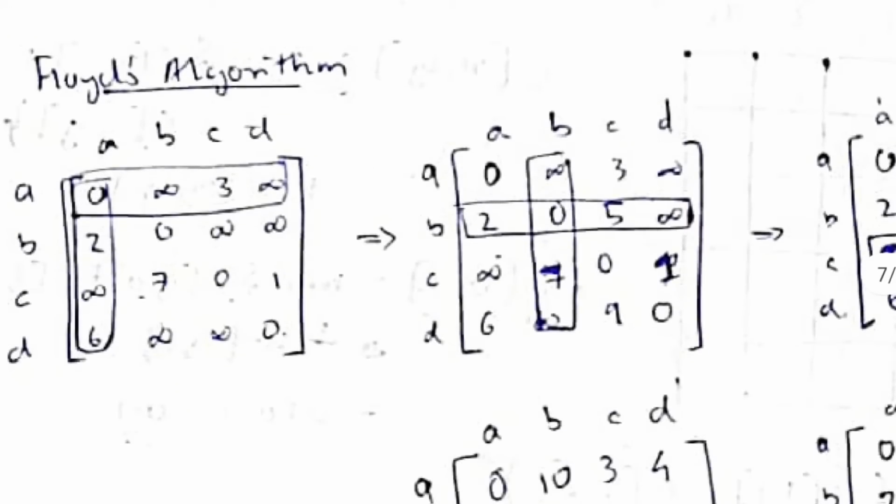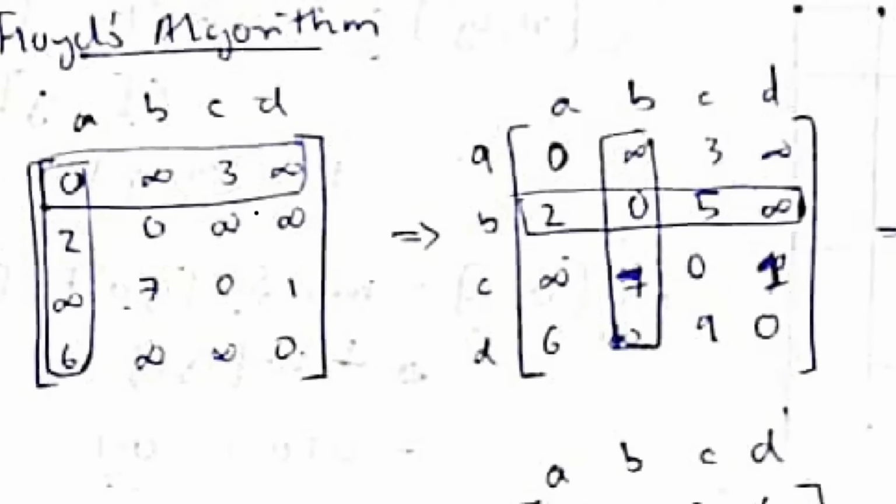Okay, so first we'll be selecting the first row and the first column, and then we'll be trying to make changes to these elements. Okay, here the diagonal elements will not be changed, so changes will be made to these 3 elements and these 3 elements. Now let's see the first one, which is this element.